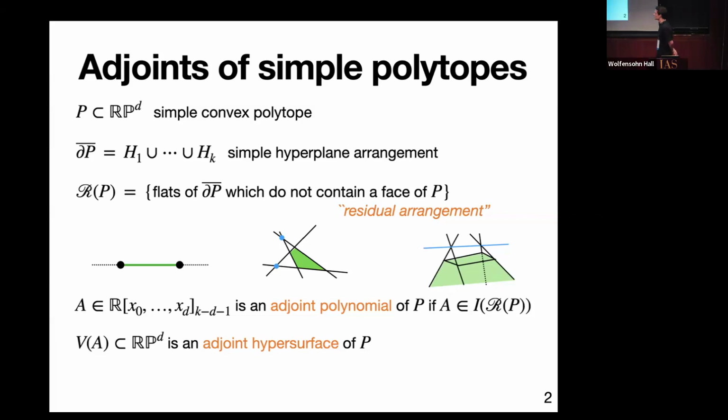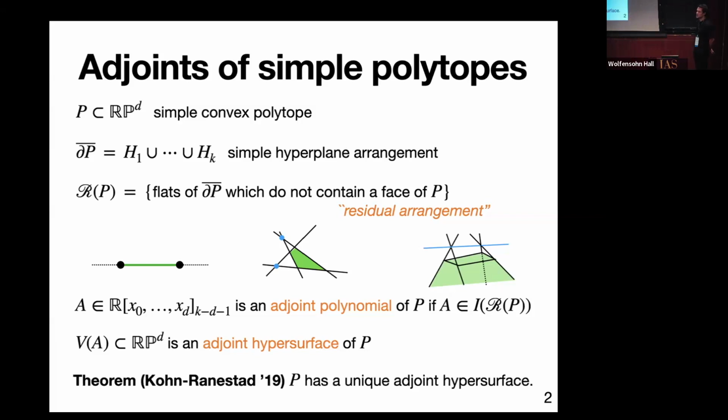Questions about this? Okay, one reason why this is nice is that it's unique. So you can speak about the adjoint hypersurface of a simple hyperplane arrangement or a simple convex polytope. This was proved by Kathleen Kohn and Kristian Ranestad. My polytope P has a unique adjoint hypersurface. So the adjoint polynomial is uniquely defined up to scaling.